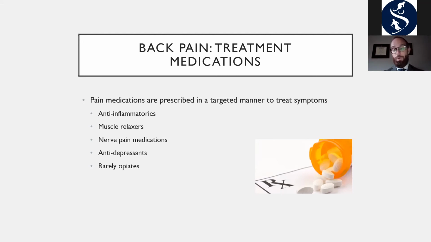We rarely use opiates chronically for back pain, and certainly they are a treatment of last resort, either for extremely severe acute pain or extremely refractory chronic pain that has not been responsive to other treatments such as time, physical therapy, other medications, and targeted treatments, which we'll go over next.